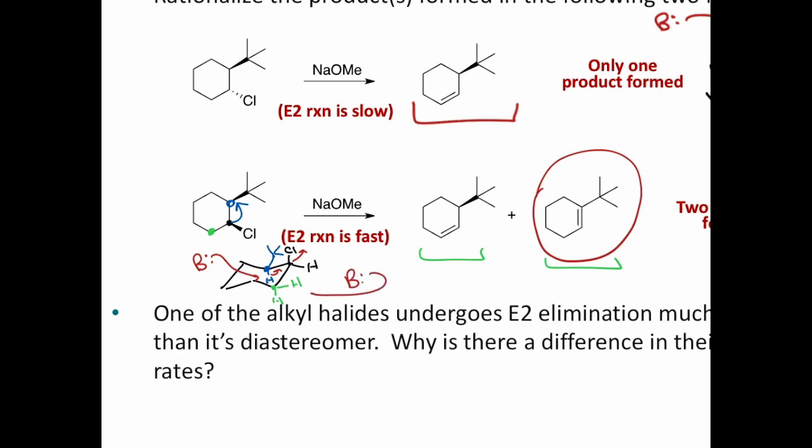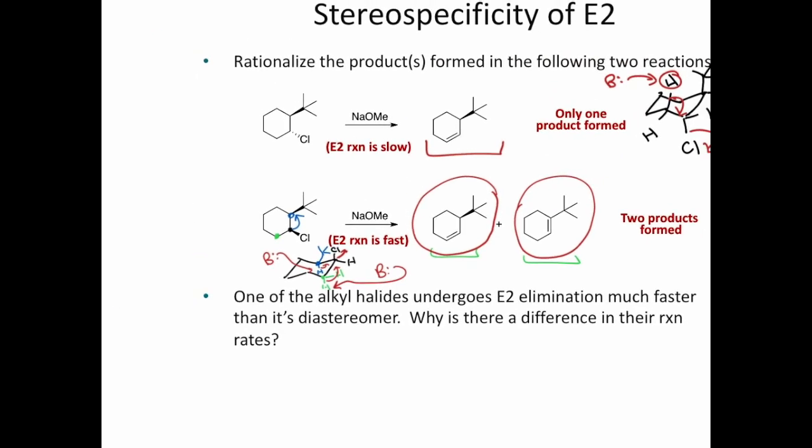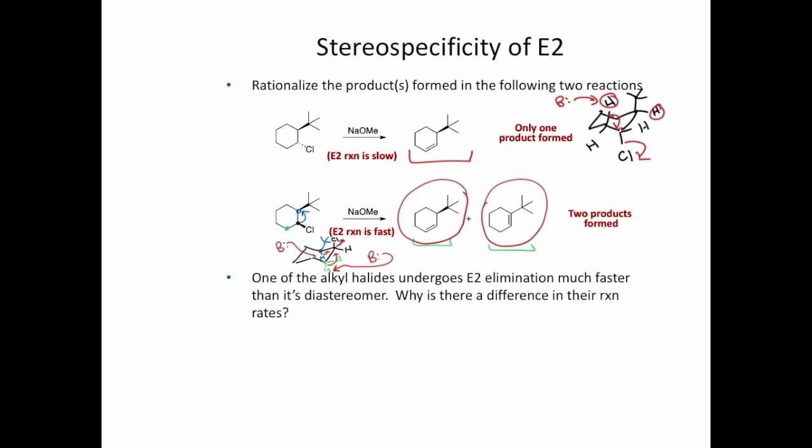Alternatively, if the base removes one of the beta hydrogens in green that's axial, then I get this product. So that's why I get two products, because in the bottom reaction there are two beta hydrogens that are axial. In the top, I just have one option.